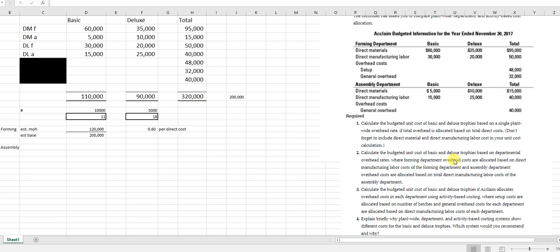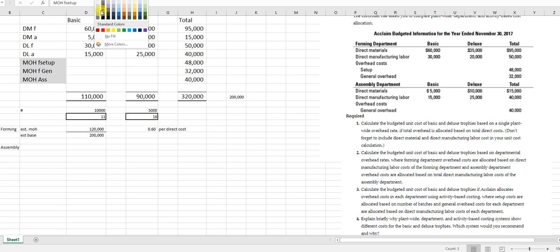Where the forming department overhead costs are allocated based on direct manufacturing labor costs of the forming department. So we're going to do that first. And assembly department overhead costs are allocated based on total direct manufacturing labor costs of the assembly department. Okay, so it looks like we're not going to split up these two overhead items here. So let's just have no fill there. It looks like I'm not going to split up the 48 and 32 until maybe we get to C.